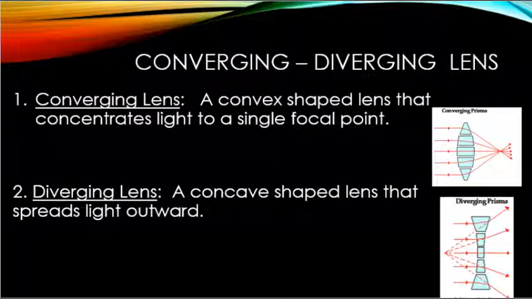A lighthouse will have a big mirror and then a lens that's diverging, so it'll spread that light all around so the sailors can see it.